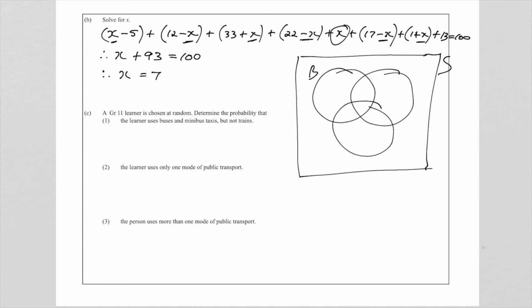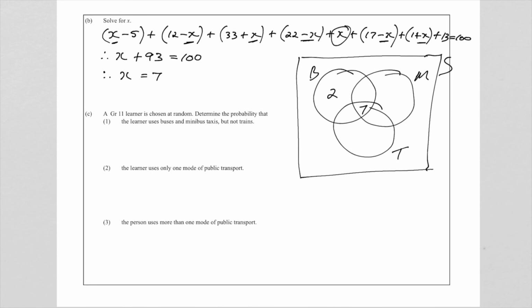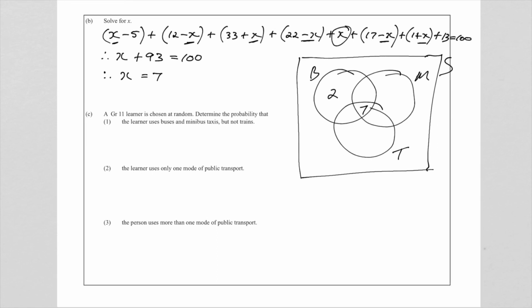So you'll remember this was event B for buses, minibus, taxis, trains. The middle was x, and we calculated x to be 7. This one was x minus 5, so that is equal to 2. And this part was the 12 minus x, and 12 minus 7 will give you 5. And this part of 33 plus x, and x is 7, will give us 40. This one was 22 minus x, and so it's 22 minus 7, gives us 15.